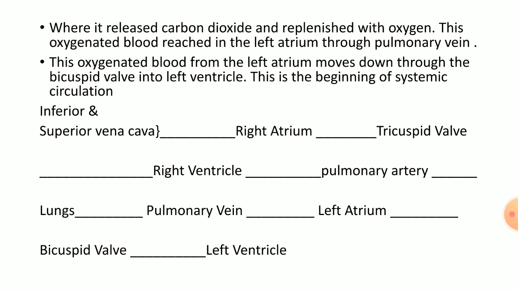This oxygenated blood from the left atrium moves down through the bicuspid valve into the left ventricle. This is the beginning of systemic circulation. This entire process is described in the form of a flowchart.